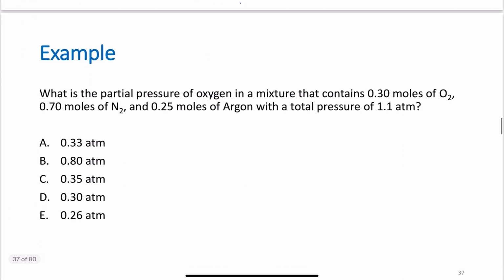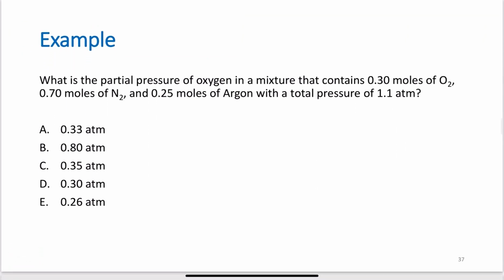Let's work another example. What is the partial pressure of oxygen in a mixture that contains 0.3 moles of O2, 0.7 moles of N2, and 0.25 moles of argon with a total pressure of 1.1 atmosphere? Well, I want partial pressure. So P of O2 is equal to X of O2 times P total. I need to find X of O2: number of moles of O2 divided by the number of moles total, so O2 plus N2 plus argon.